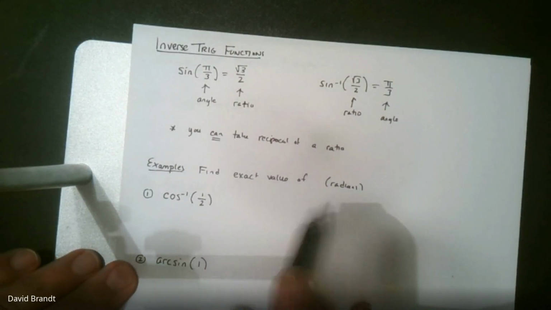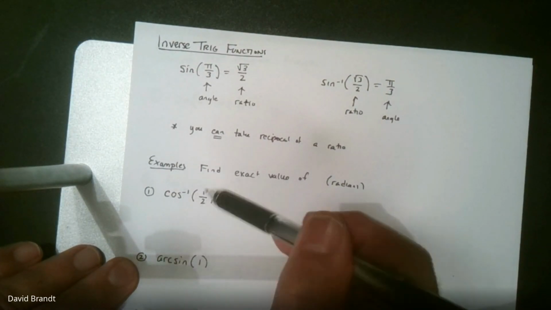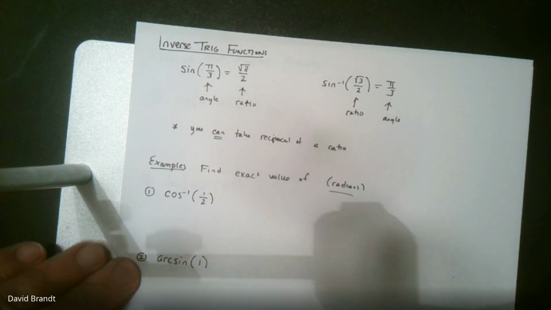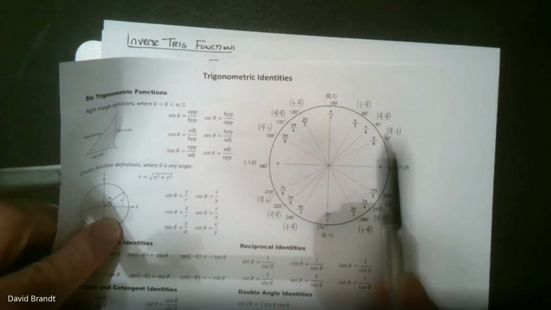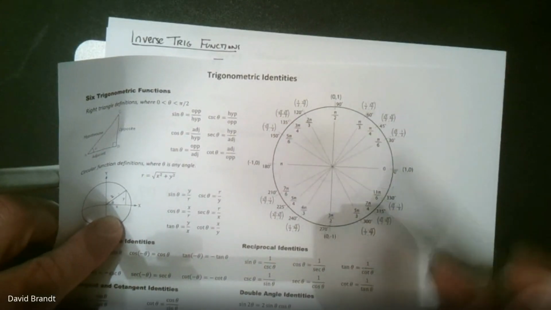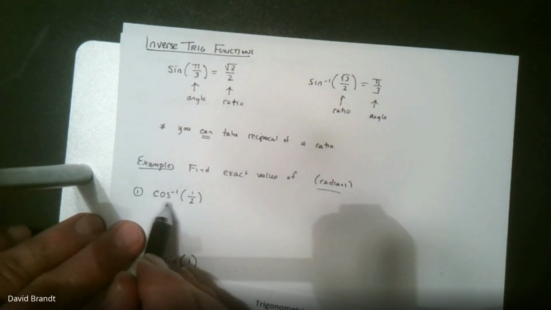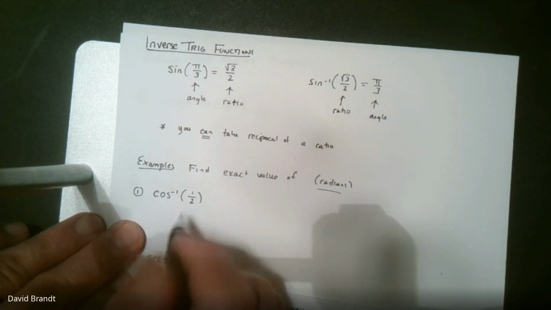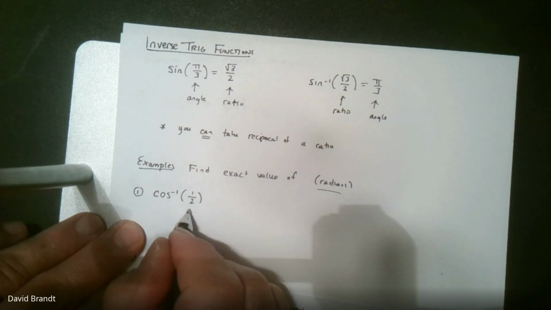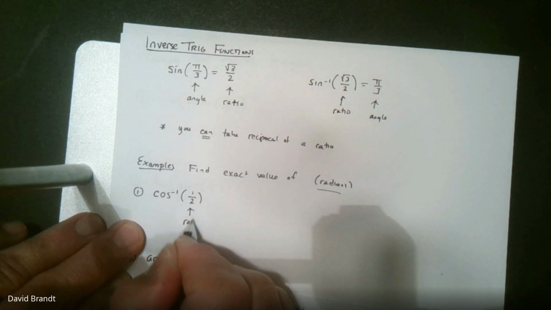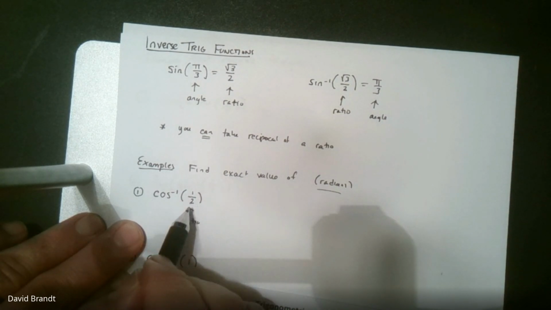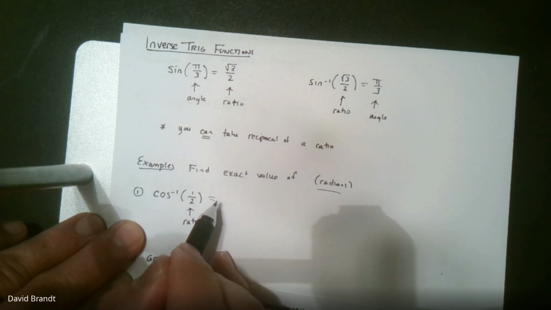So I want to find the exact value of each of these problems in radians. Now, what you need to get out is your unit circle with all the angles on it. You have a copy where this takes up the whole page. So, for example, inverse cosine of 1/2. This is a ratio, and my answer needs to be an angle.